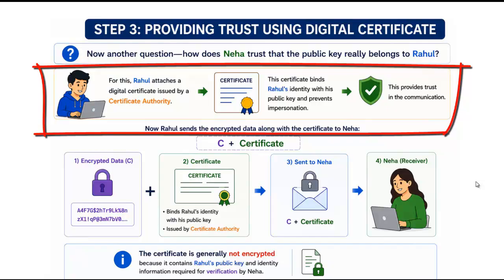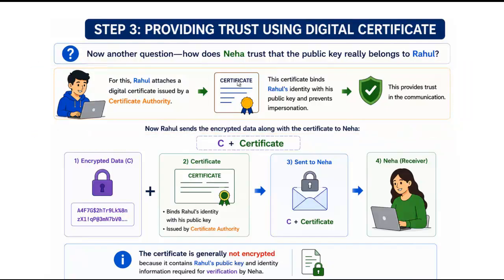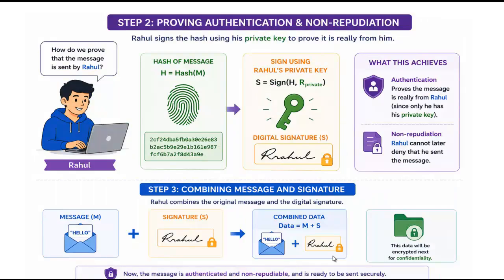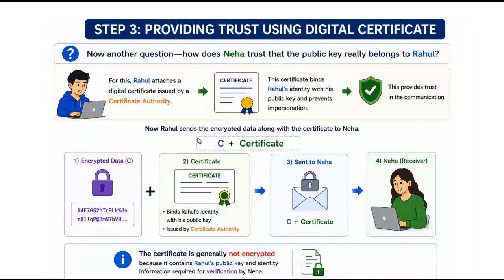For this, Rahul attaches a digital certificate which is issued by a certificate authority. This provides trust in the communication. Now Rahul sends this C plus certificate. Here C represents our data. This data is equal to M plus S, right? So now Rahul sends the encrypted data along with the certificate to Neha. So data plus certificate. Now let's move to Neha's side.